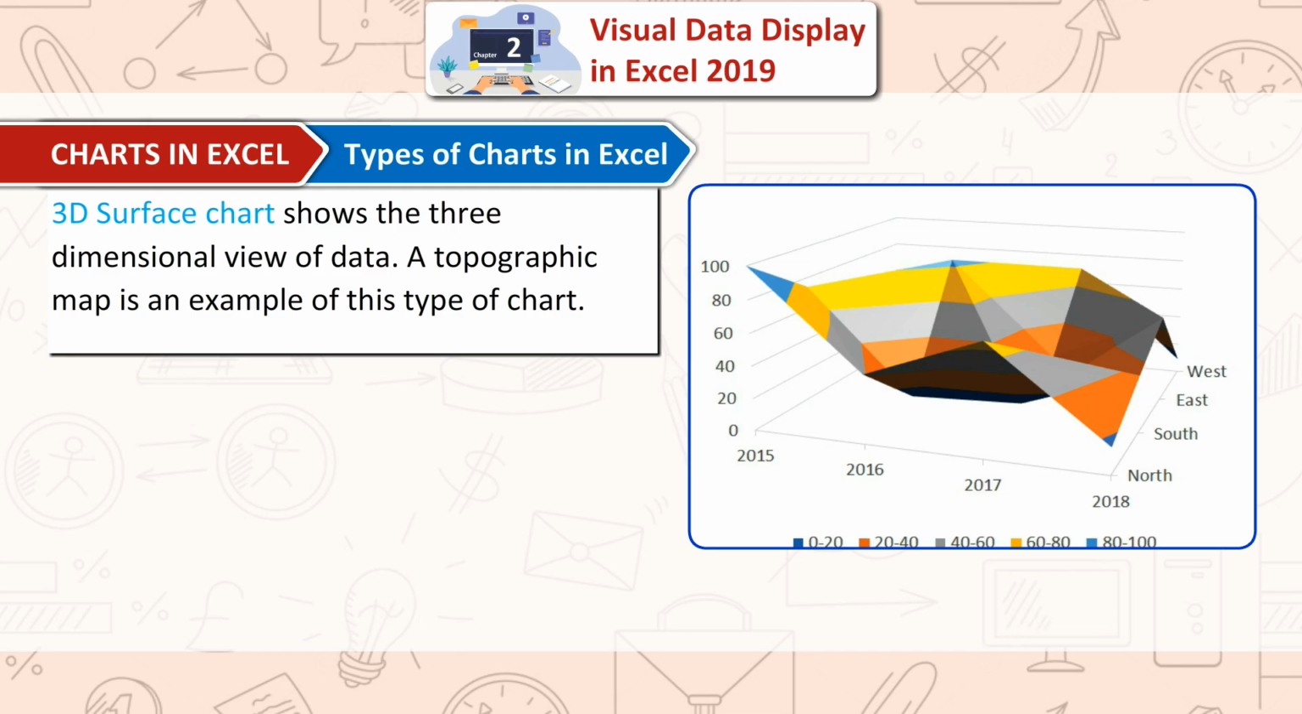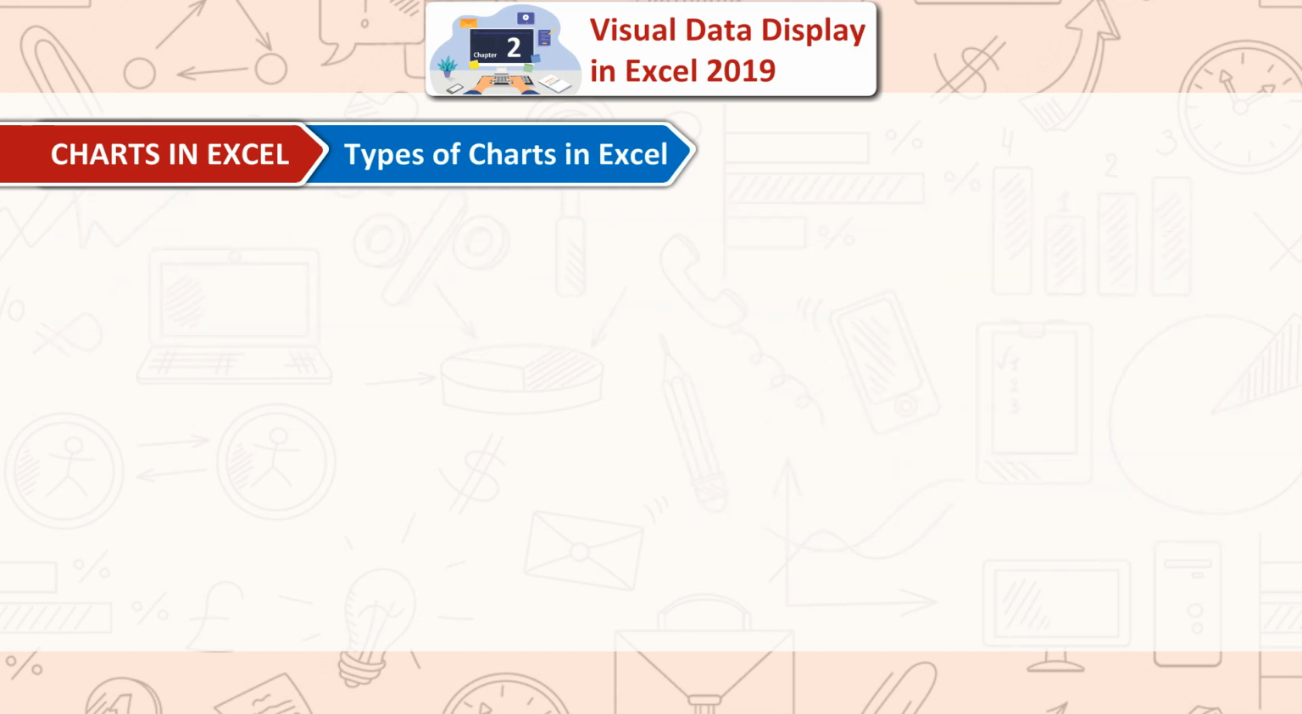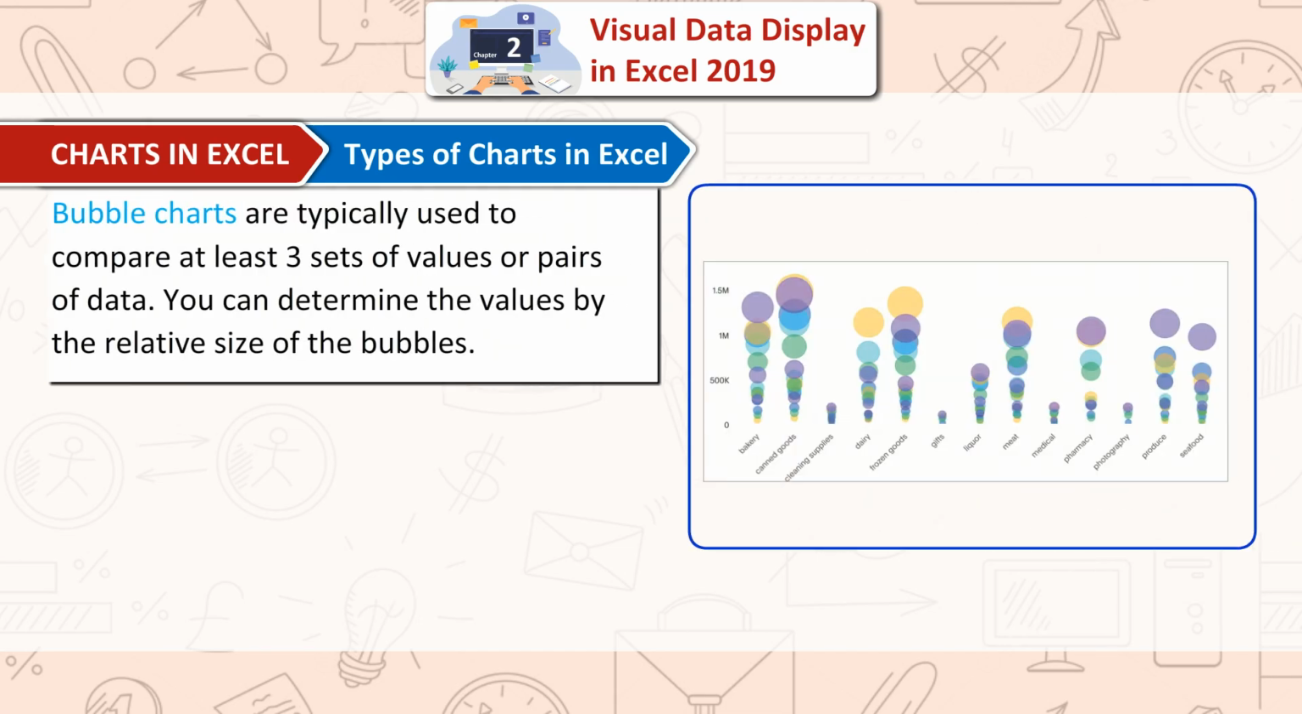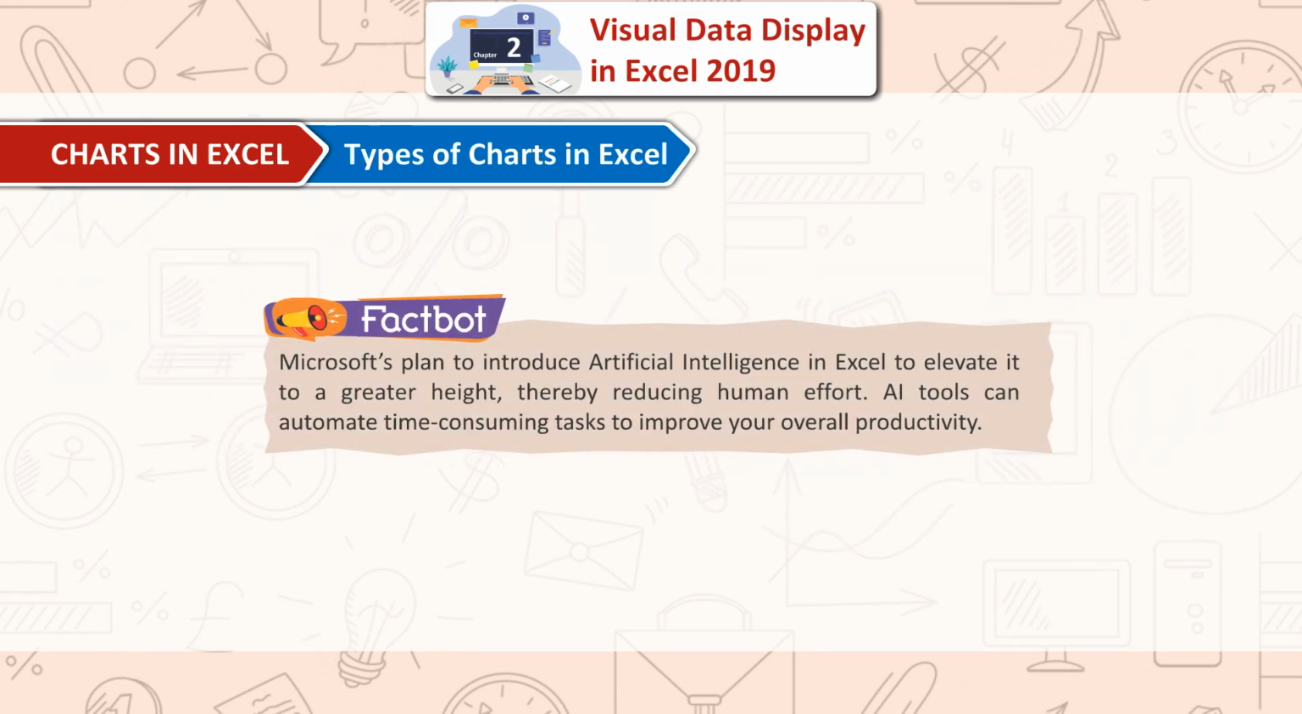3D surface chart shows the three-dimensional view of data. A topographic map is an example of this type of chart. Bubble charts are typically used to compare at least three sets of values or pairs of data. You can determine the values by the relative size of the bubbles.